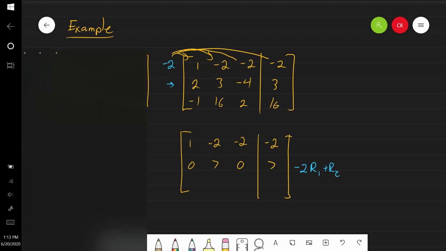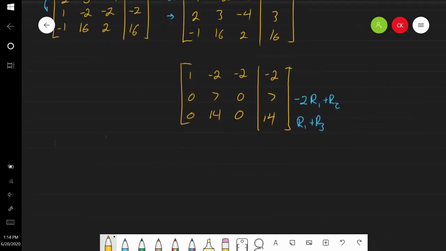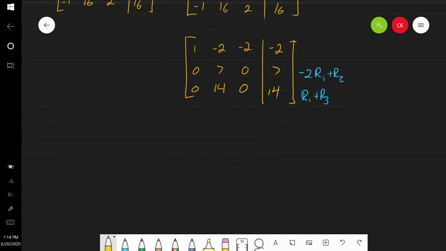To get our new third row, we'll go ahead and just add row 3 and row 1 together. So row 1 plus row 3, and that'll give us our desired 0 in that spot. So let's add them up, and we get 0, 14, 0, and 14. And you're probably noticing that rows 2 and 3 look pretty similar, and we're definitely going to use that to our advantage. But it's also going to create a specific situation that we need to be aware of.